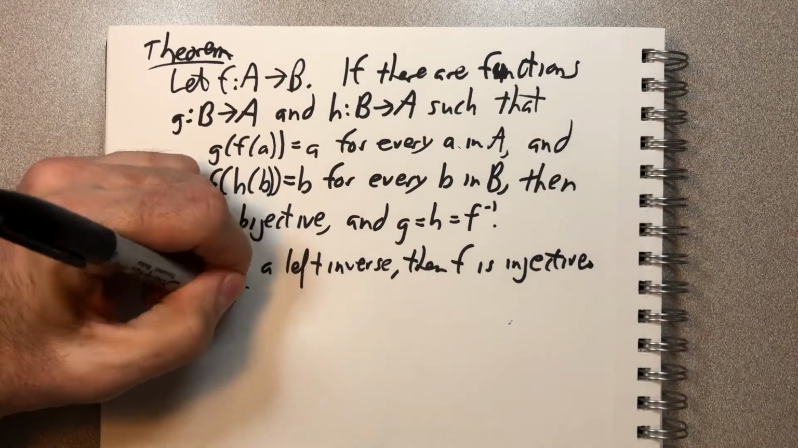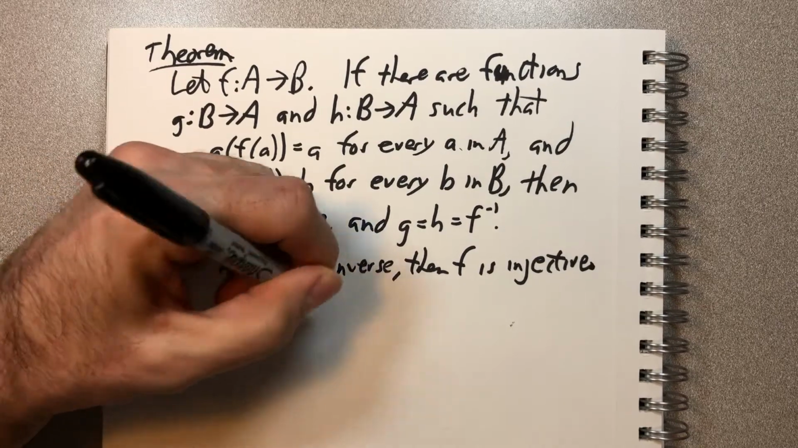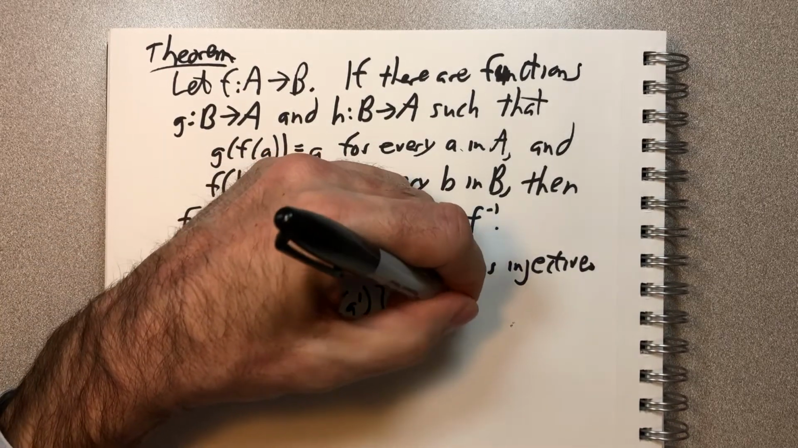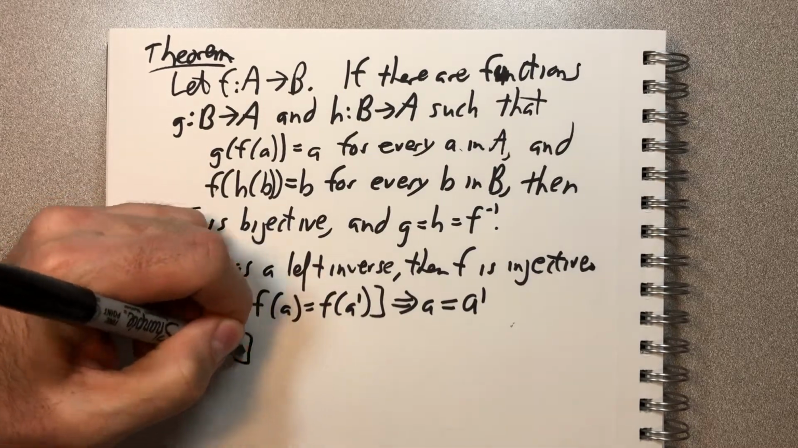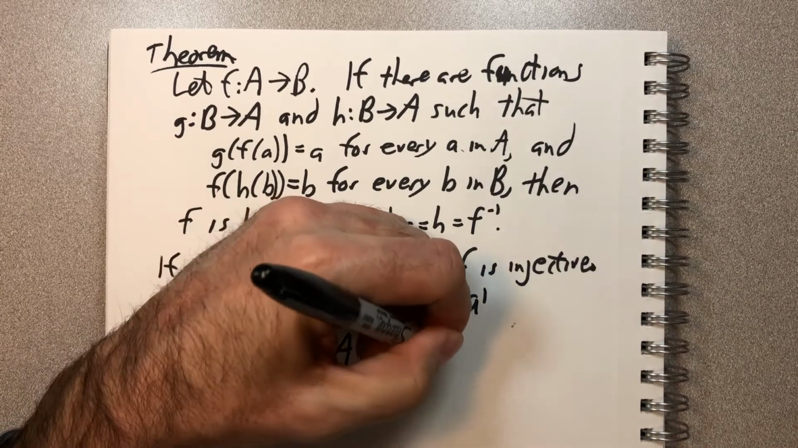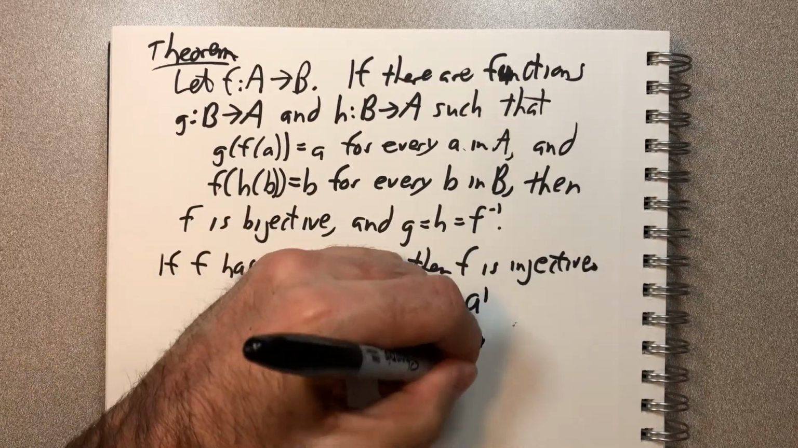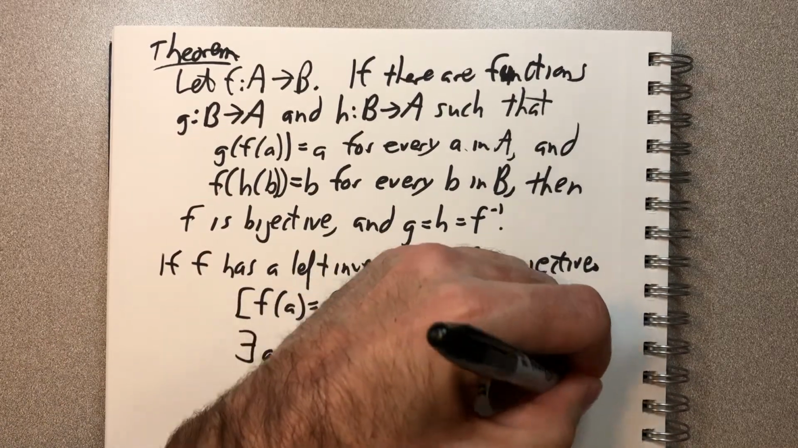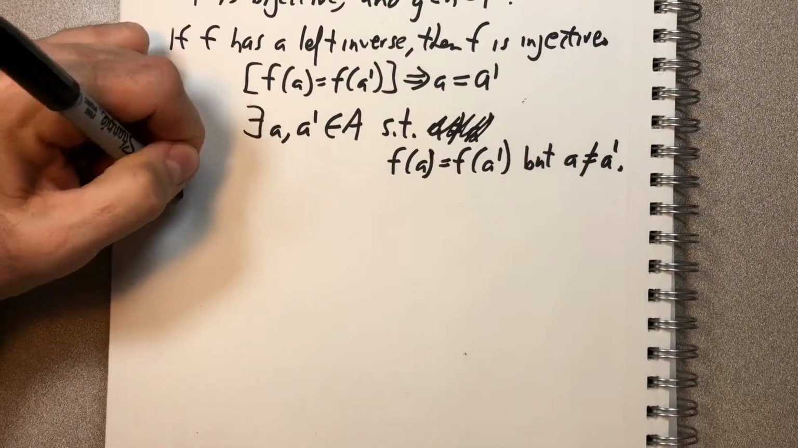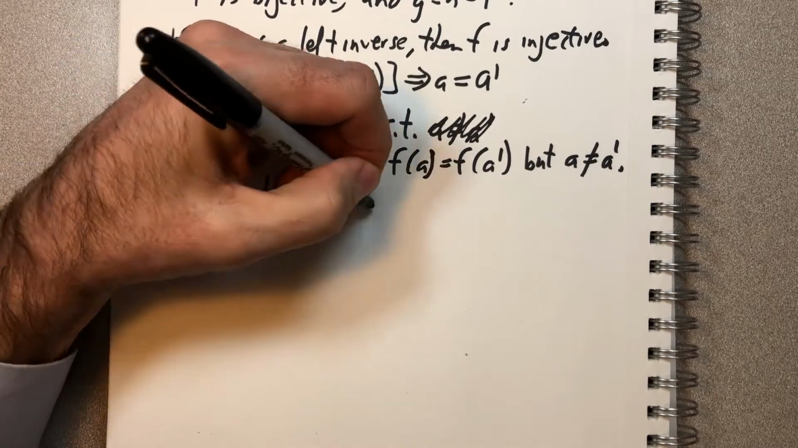So injective means that if f of a equals f of a prime, that implies that a equals a prime. So if f is not injective, that implies that there exists an a and an a prime in A such that f of a does equal f of a prime, but a does not equal a prime. Okay? So let's let g be a left inverse of f.